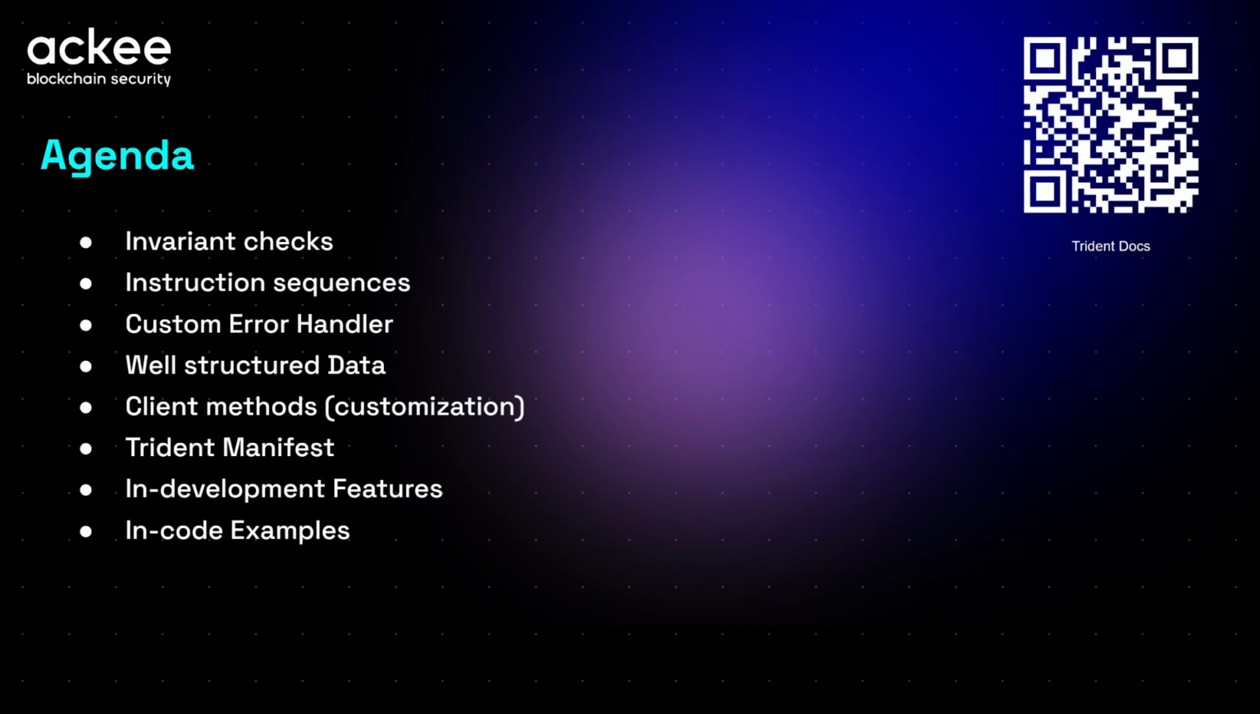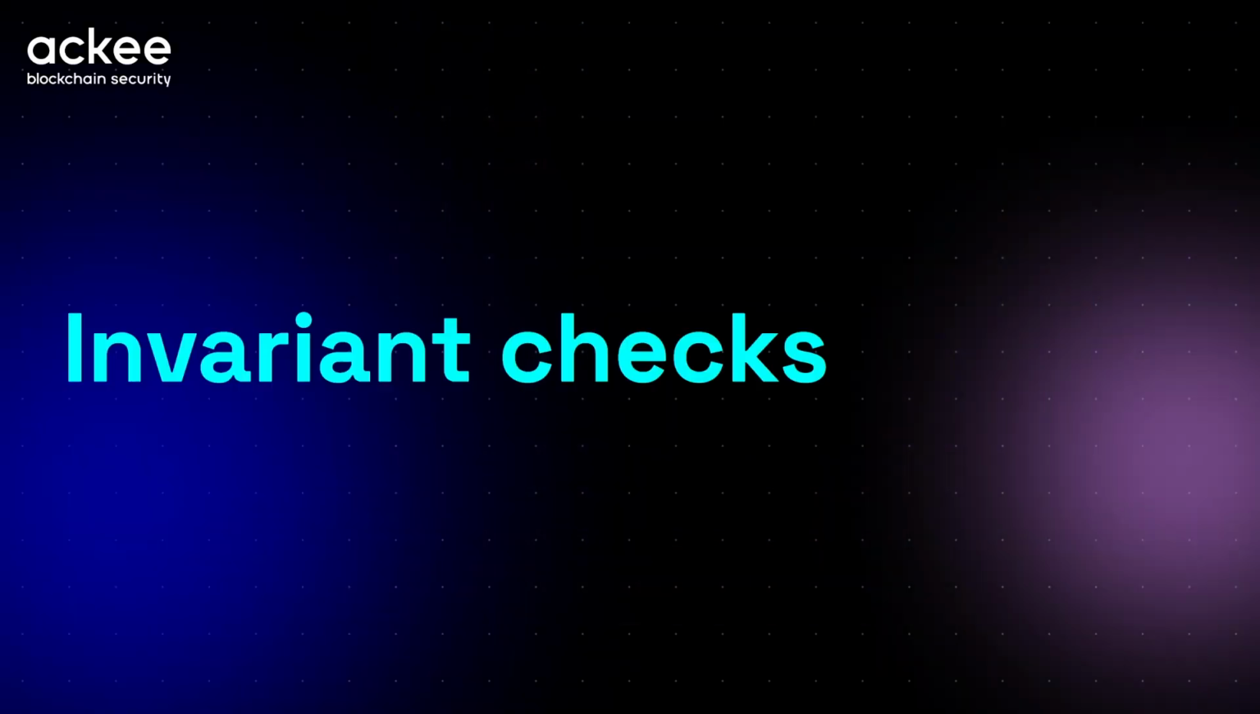The last thing from the agenda, or maybe a reminder, is the QR code that leads to the Trident docs. If you would like to know anything about Trident, how to install it, or where to find the examples, you can check the GitHub obviously, but we also have Trident documentation. So that's everything from the agenda, and we can go to the invariant checks.